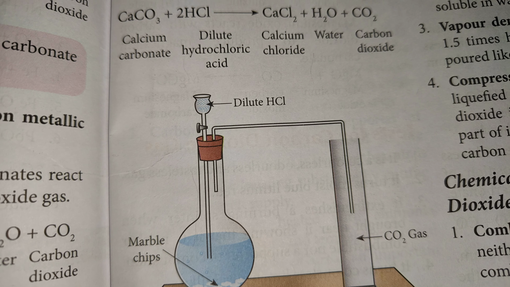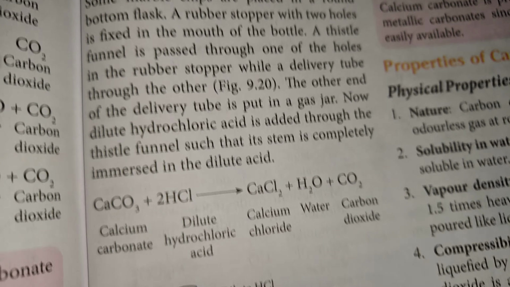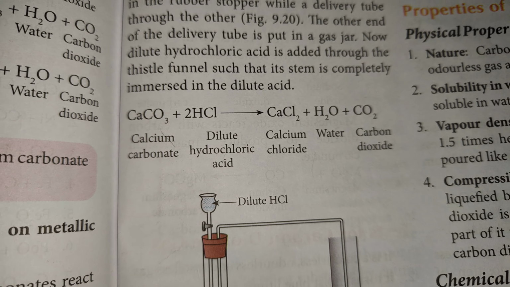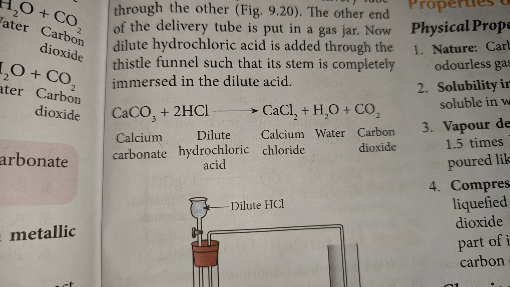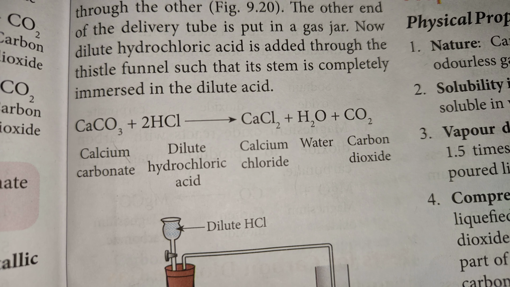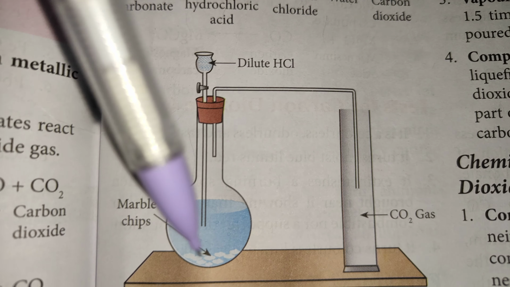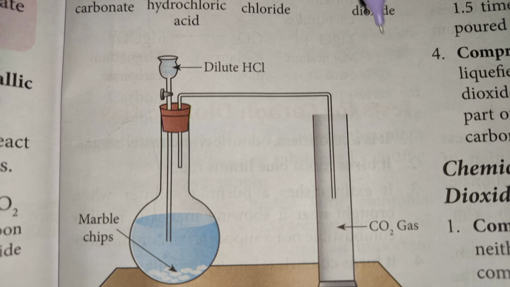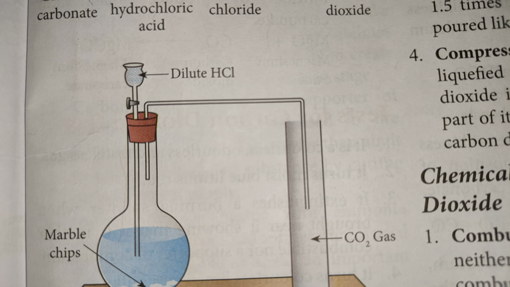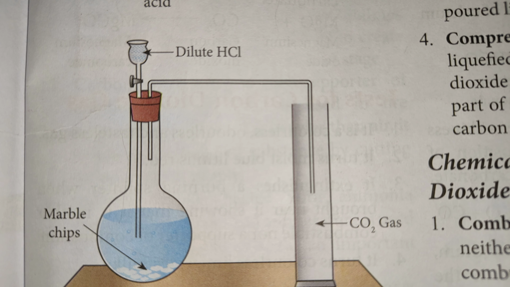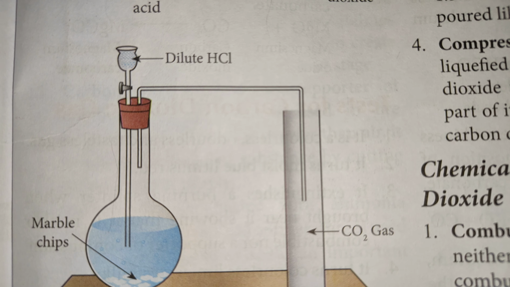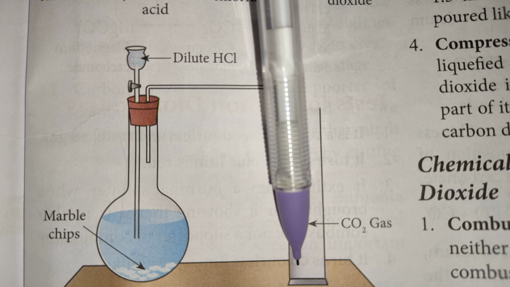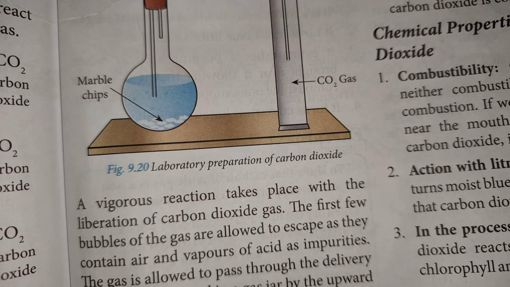Because, like you can see in this equation, calcium carbonate plus dilute HCl, which we are adding to the calcium carbonate drop by drop, will give calcium chloride and water along with carbon dioxide gas. This delivery tube will transfer the carbon dioxide gas to the other apparatus that we have here, and it will be collected by the upward displacement of air. That means the air will go to the upper side, and the carbon dioxide will accumulate in the lower side because it is heavier than air.